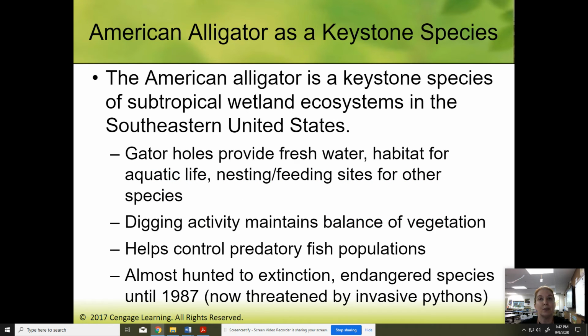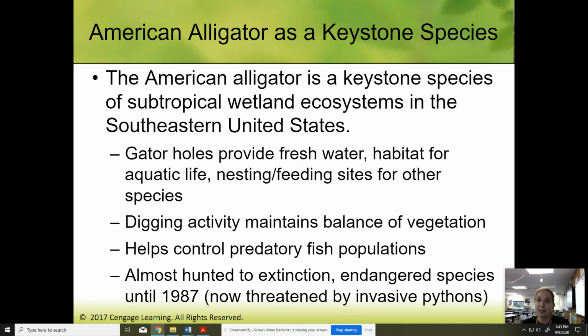So here are two examples. One of them is the American alligator as a keystone species. So they live down in southeastern United States. The gator holes, which is kind of like their nesting area, provide fresh water, habitat for aquatic life, and nesting and feeding sites for other species. The digging activity will help maintain the balance of vegetation. They help control various predatory fish populations.